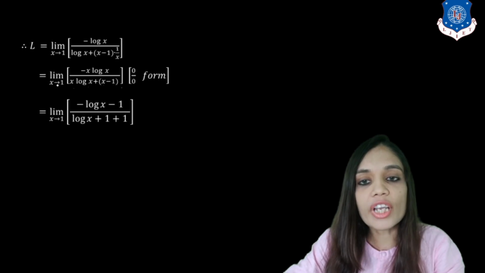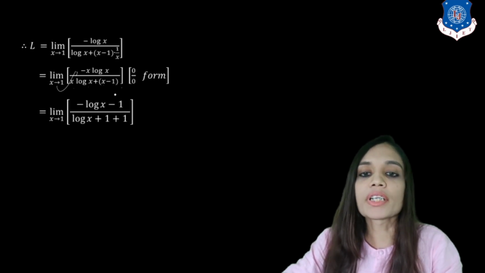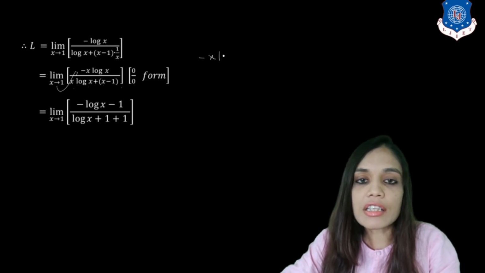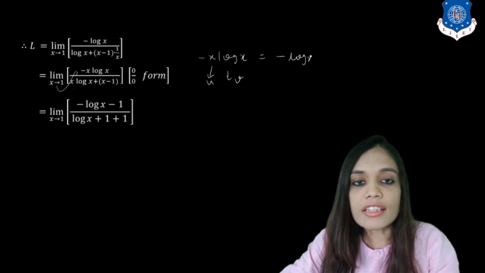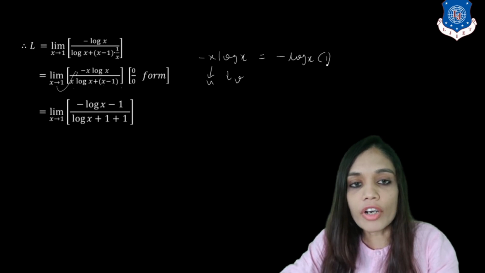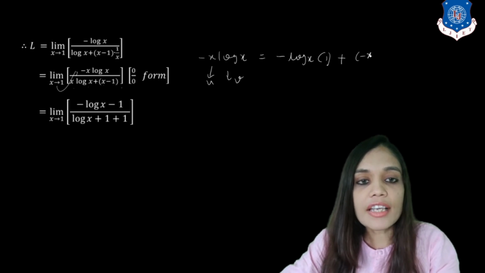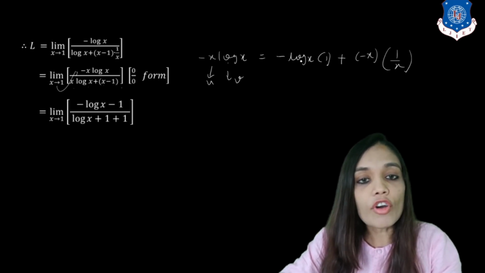Now suppose if you put x tends to 1, you will get again 0 by 0 form. So again we have to apply L'Hopital's rule. So do the derivative again. So derivative of minus x log x, by applying UV rule, will be equal to: keep minus log x as it is, derivative of x will be 1. Now plus, keep minus x as it is, and derivative of log x will be what? 1 upon x. Done?